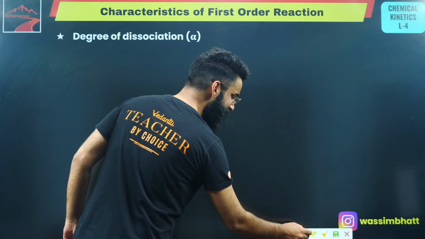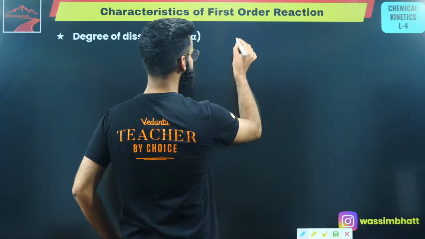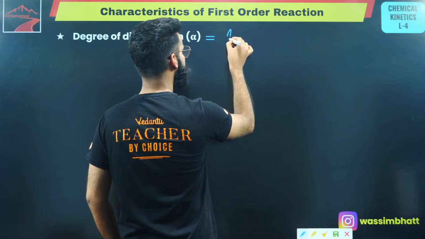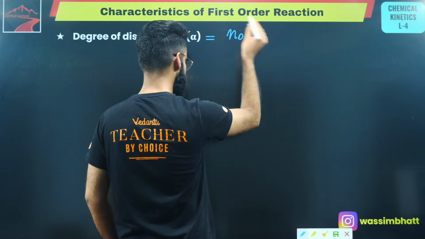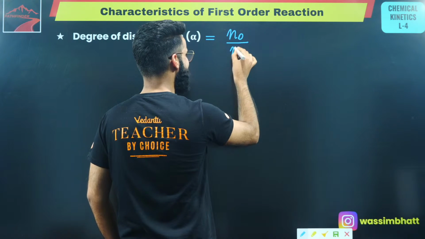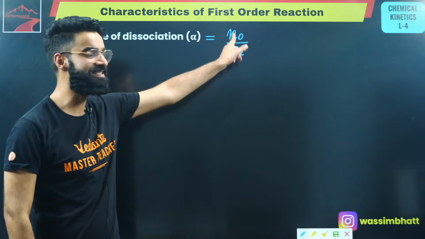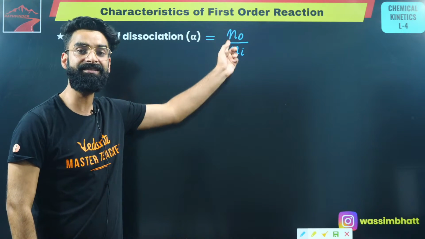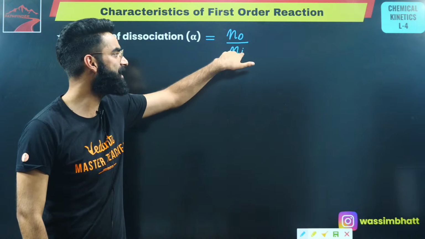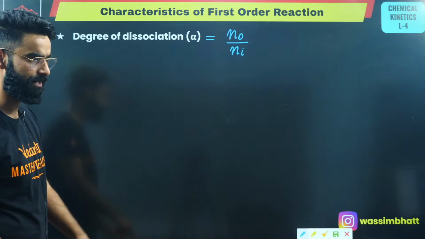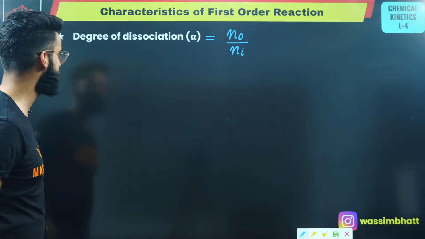So people, in your class 11th equilibrium, you would have discussed something called degree of dissociation alpha, which is always equal to the number of moles of reactants dissociated into the products divided by the initial moles of reactants taken. What is Nd? Nd means the number of moles of reactants dissociated into the products, and Ni represents the initial moles of reactants taken. Understand what I'll be doing over here.